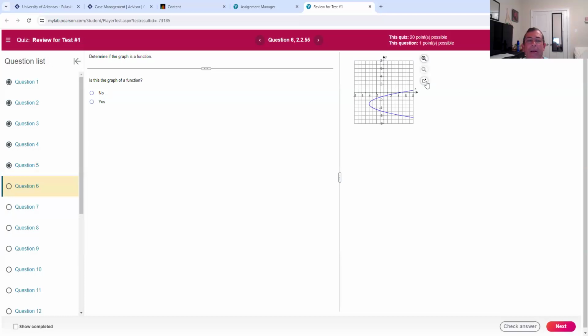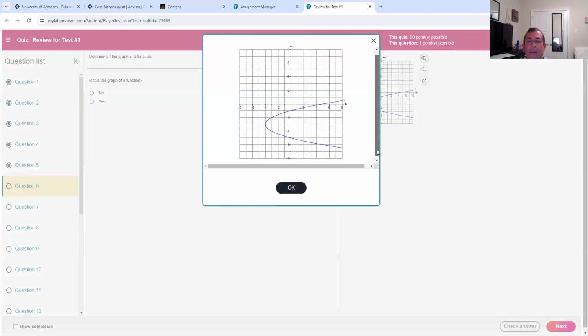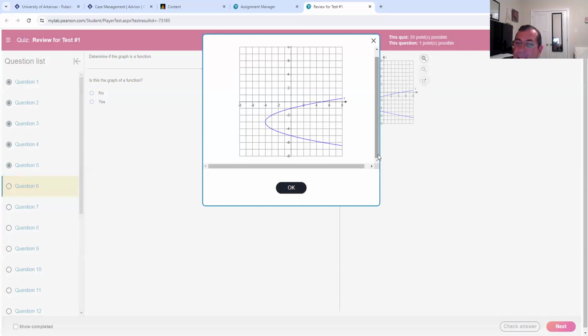All right, so let me make this one bigger. But the question is, is that a function? And I will say this, on this one, you're using the vertical line test. So y'all, here's the thing. For this to be a function, a vertical line cannot intersect that graph more than once. So if you were to draw a vertical line down through this graph, if it intersects it more than once, it's not a function.